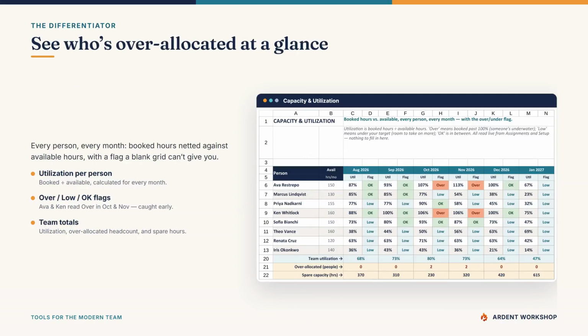Here's where it earns its keep. For every person, every month, the planner divides their booked hours by their available hours and flags the result. Over means booked past 100%. Someone's underwater. Low means room to take on more. In the example, 2 people run over in October and November, caught early.